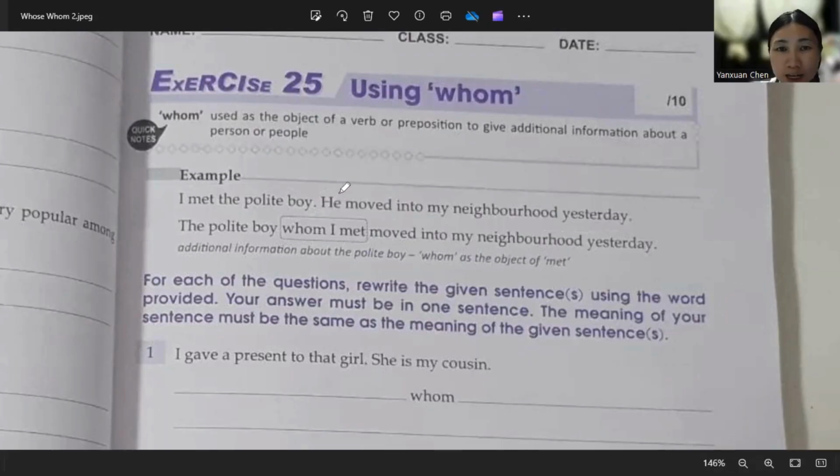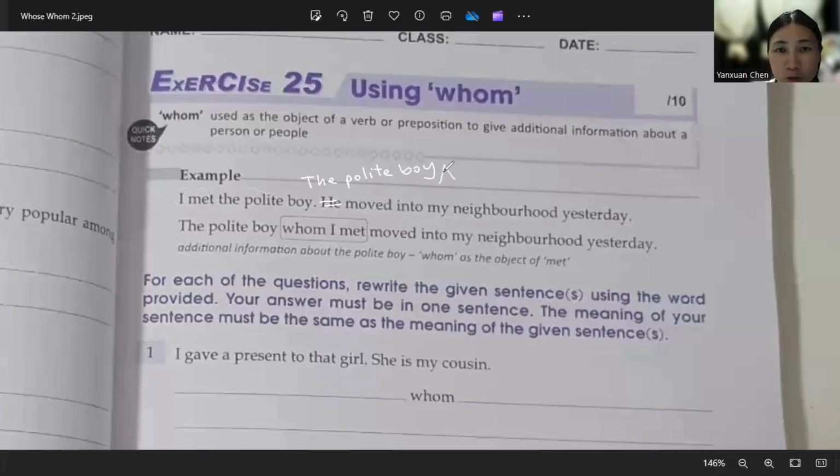So we should use this as the main sentence. So this he is actually referring to the polite boy. Okay, so first you change the he to the polite boy. Okay, so the polite boy moved into my neighborhood yesterday. So you insert this sentence into here after the polite boy.